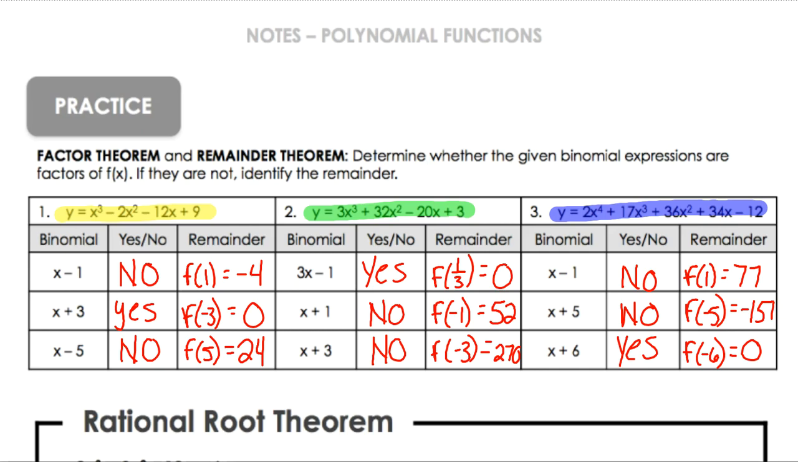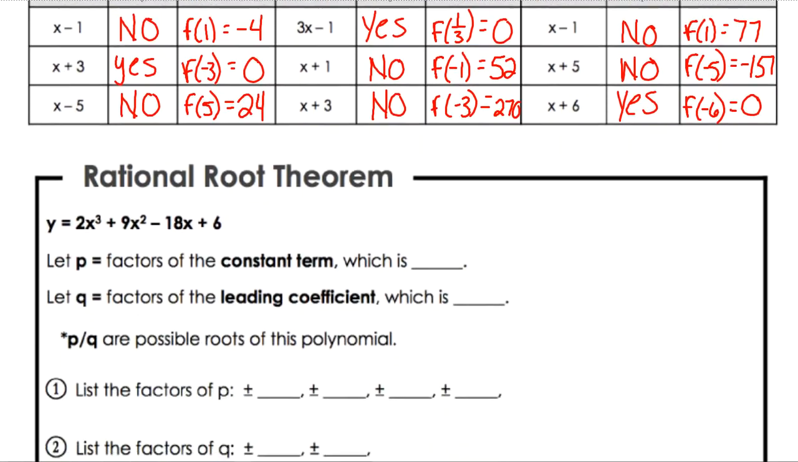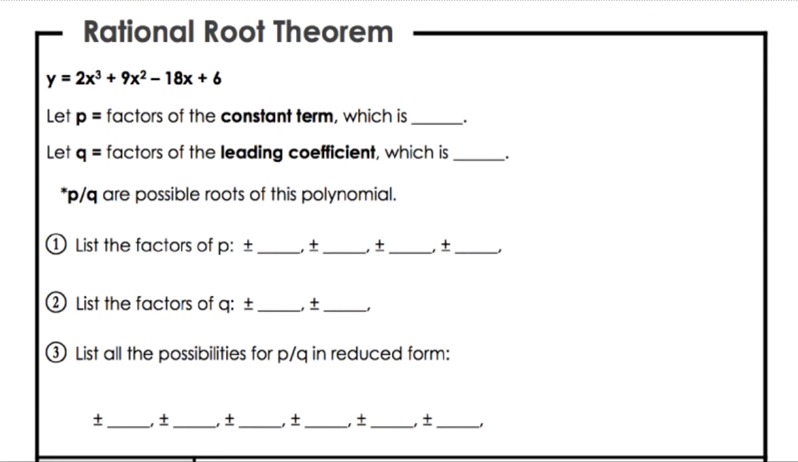Okay, let's talk about our final 2 theorems today. So these 2 theorems, the first one's called the rational root theorem. So we're going to use this polynomial as an example to kind of figure out what the rational root theorem is. So the rational root theorem, you take a polynomial and you find all the factors of the constant term. So here's my constant term. That is 6. And then you're going to find the factors of the leading coefficient as well, which is 2.